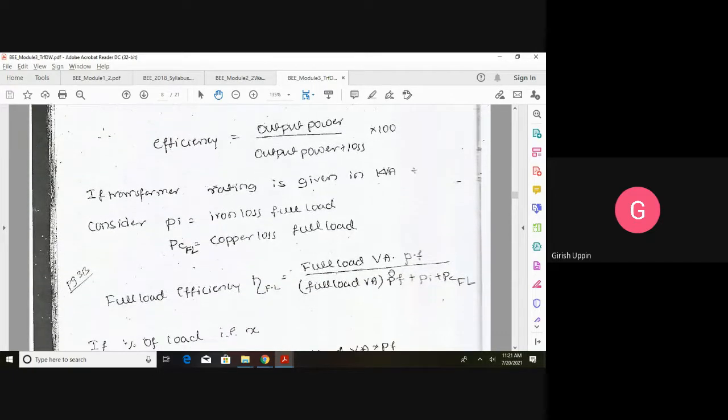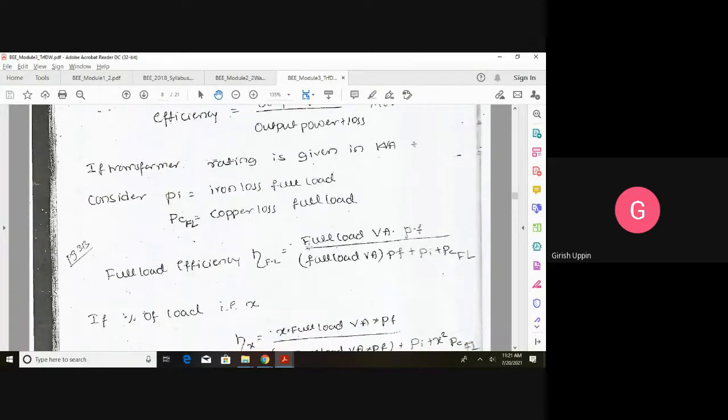Now, let us consider Pi as the iron loss and PCFL as the copper loss at full load. The efficiency of the transformer will keep on changing as per the load. At full load, what would be the efficiency? Eta full load is equal to full load volt-amperes, whatever is the transformer rating, into power factor.